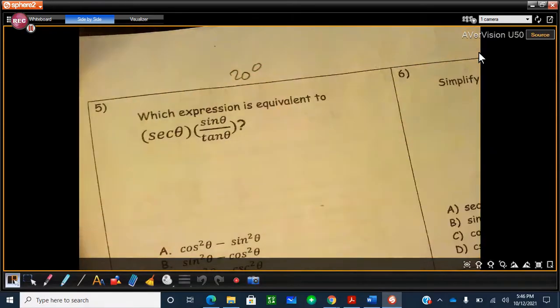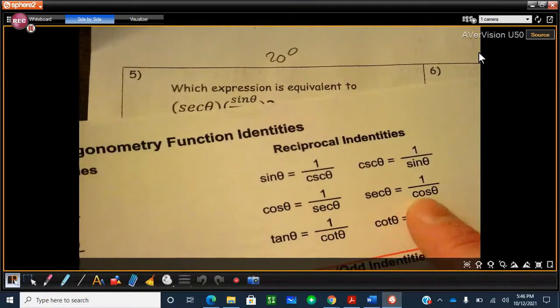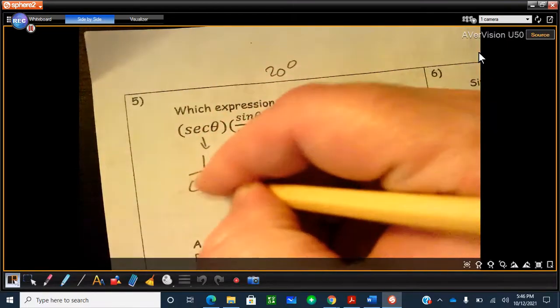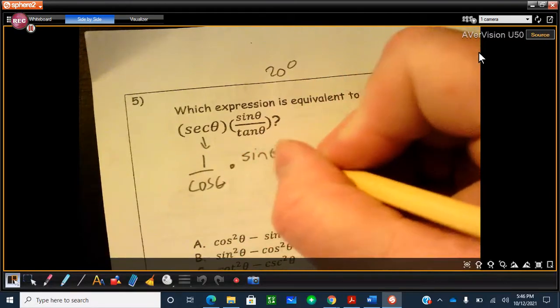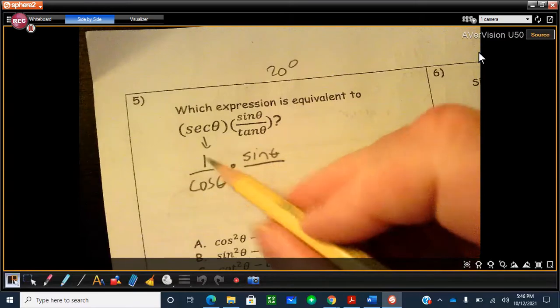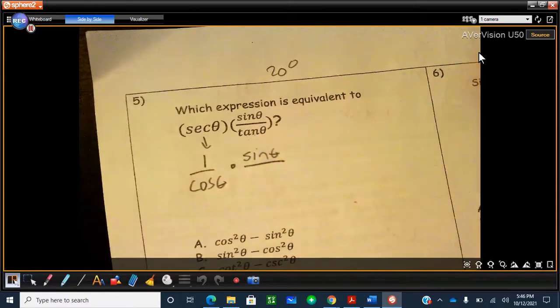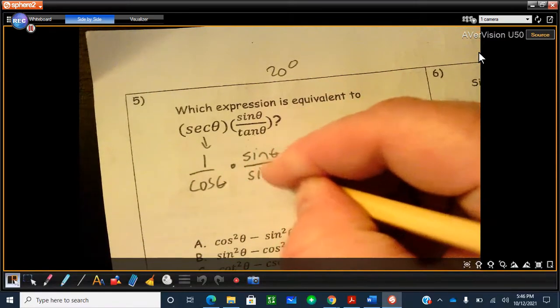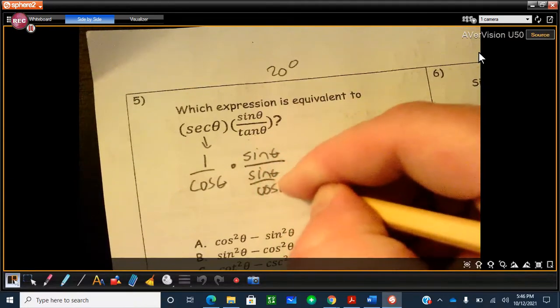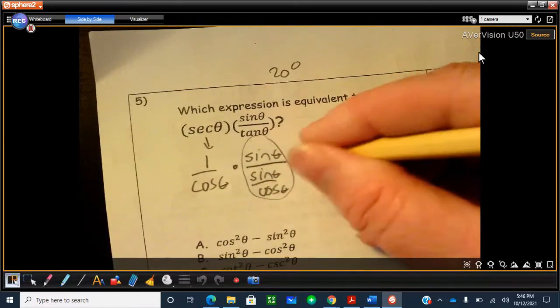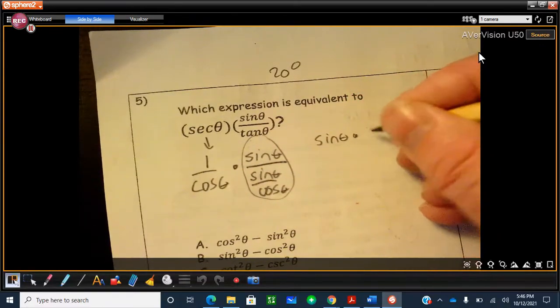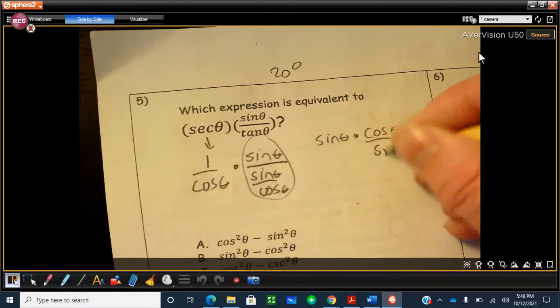So secant is, if we look it up over here, secant is 1 over cosine of theta. So this one right here is 1 over cosine of theta. And then if we multiply by sine theta over, now see how this is cosine? We don't really want to use tangent. Tangent can be written as something else. It can be written as sine theta over cosine theta. But we got this big old thing. We need to simplify this. So this is really sine of theta times cosine of theta over sine of theta.